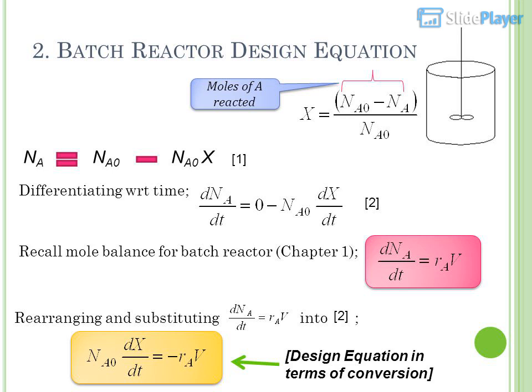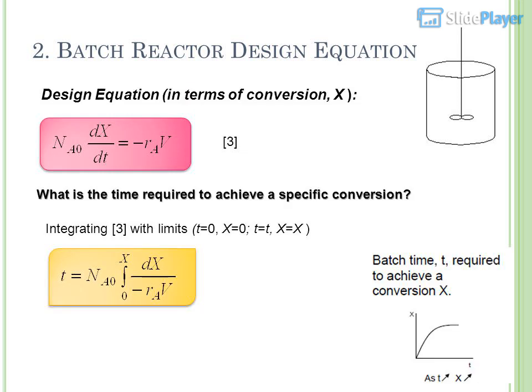2. Batch reactor design equation. Moles of A: N_A equals N_A0 minus N_A0 X. Differentiating with respect to time. Recall the mole balance for a batch reactor from Chapter 1. Rearranging and substituting into equation 2 gives the design equation in terms of conversion X.